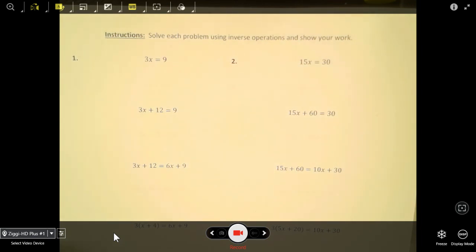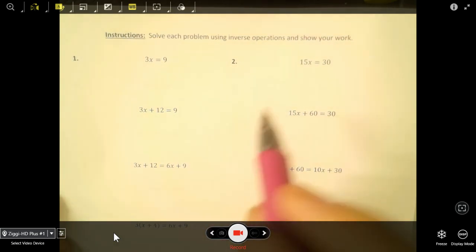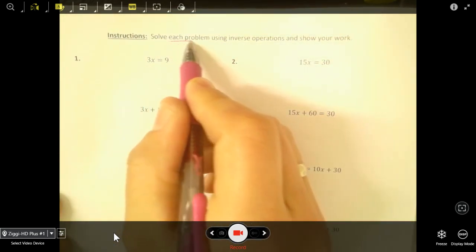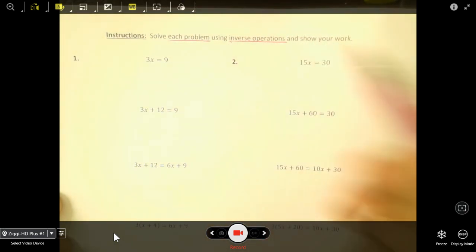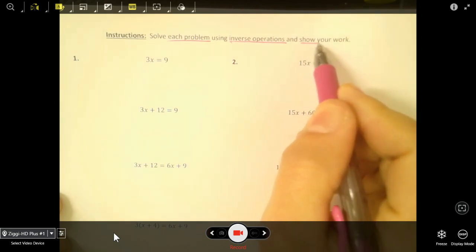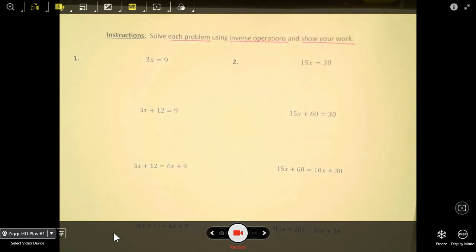We're going to be using inverse operations. You do have to solve each problem in order to get credit. You must use inverse operations, so we're not using numerical solve anymore, and you have to show all your work. So just keep that in mind as you're going through this. To get credit, you will have to show all your work and solve each one of these.